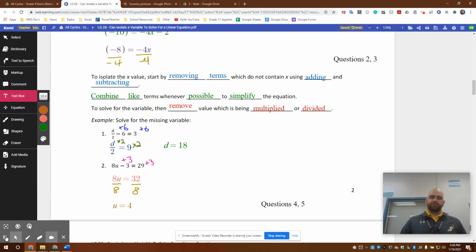Questions 4 and 5 can be done. Make sure, again, to get rid of the adding and subtracting term first. Move it to the other side, because then you'll be left with just 2 individual terms, and that will make things a whole lot easier when it's all said and done.